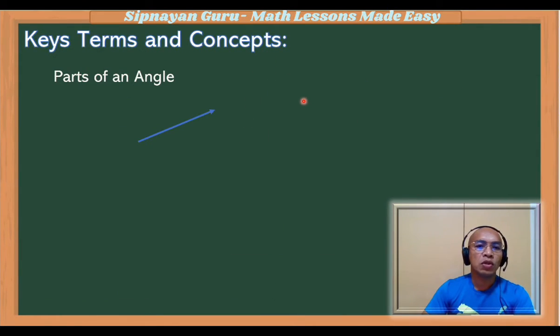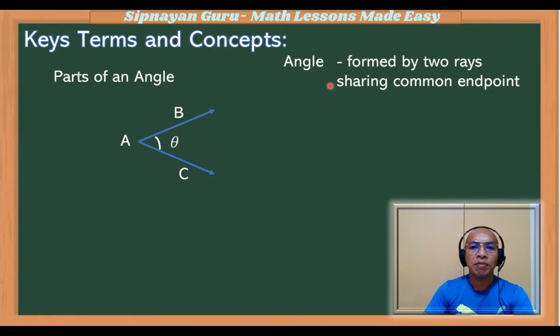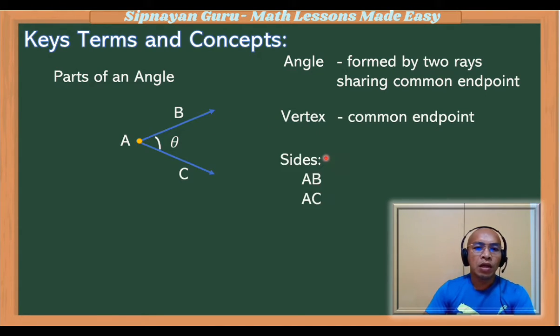In the previous lesson, we discussed the ray. A ray is part of a line that has an endpoint extending in one direction infinitely. Suppose this is point A and this is point B, and we have another ray that shares a common endpoint. This is point C. These two rays form another geometric figure and we call it an angle. So an angle is basically formed by two rays sharing a common endpoint. The common endpoint we call a vertex. Take note, a vertex is a point. Now, the sides of an angle are ray AB and ray AC.